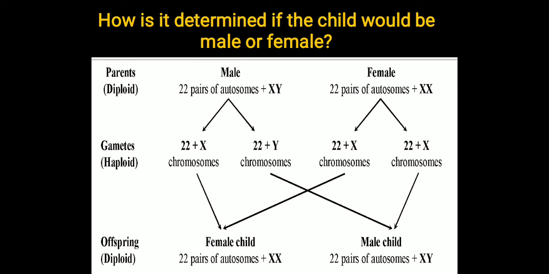But if it is the alternative, 22 autosomes plus a Y chromosome combine with 22 autosomes plus an X chromosome, the male child results. 22 pairs of autosomes plus X and Y chromosomes produce the male child. In this way, we can identify how sex is determined in human beings.